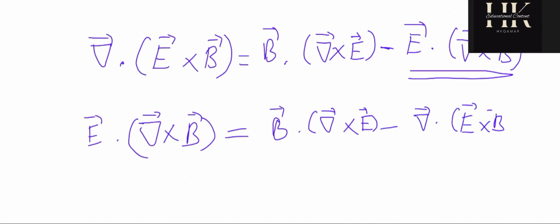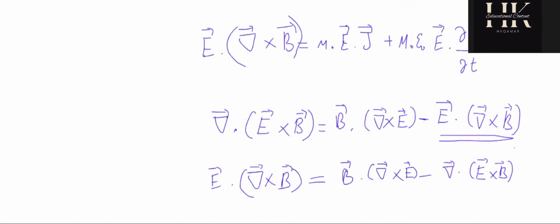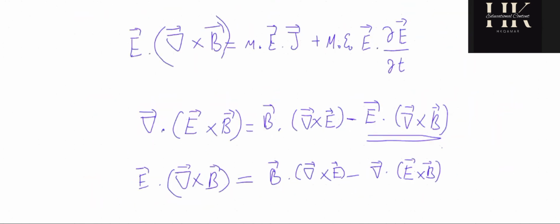From this, we get E dot del cross B. So from these equations, we see that the left-hand side of this equation and this equation is same. It means that the right-hand side of these equations will also be same. We will do that in the later step.